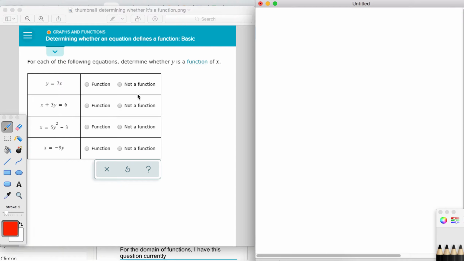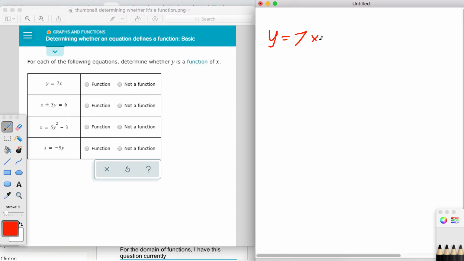The definition of a function is a relation where every input has one output. That means when you plug a number in for x, you can only get one possible number out for y. Okay, so like in this first relation here, they want us to say whether it's a function.